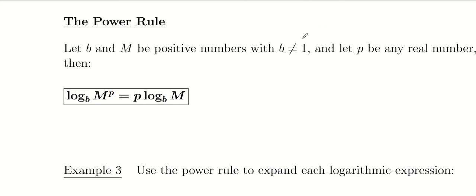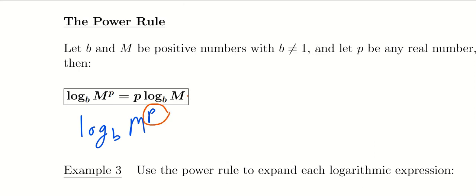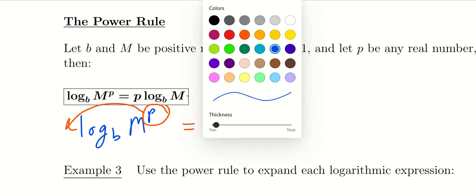The last rule for logarithms that we're going to deal with is what's called the power rule. Let b and m be positive numbers, again, b different from 1, and let p be any real number exponent. Then log base b of m raised to the p power is equal to p times log base b of m. In essence, what this rule is stating is that if you have an expression on the inside of a logarithm, and if the whole thing is being raised to an exponent, then we can take that exponent on the inside of a logarithm and bring it out in front as a multiplication.